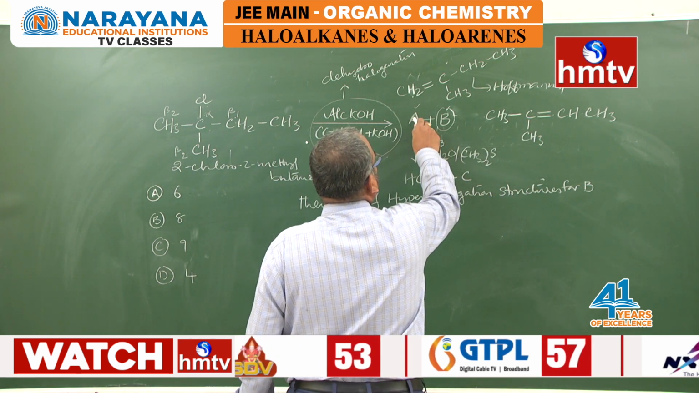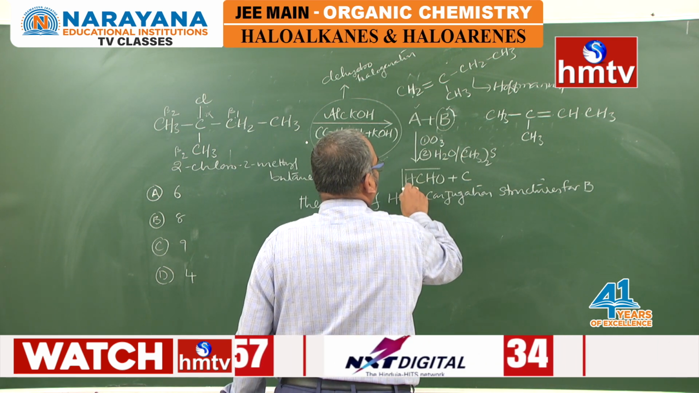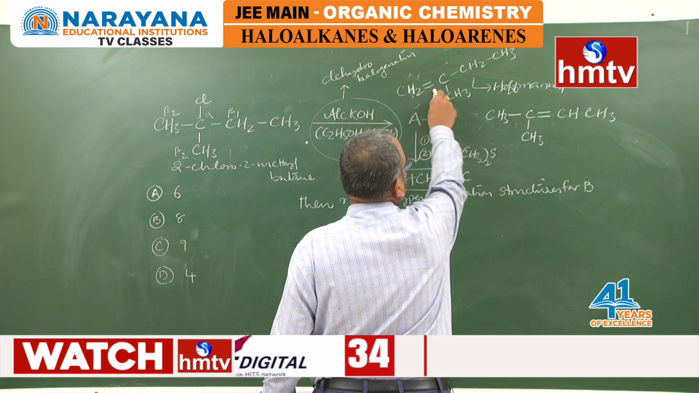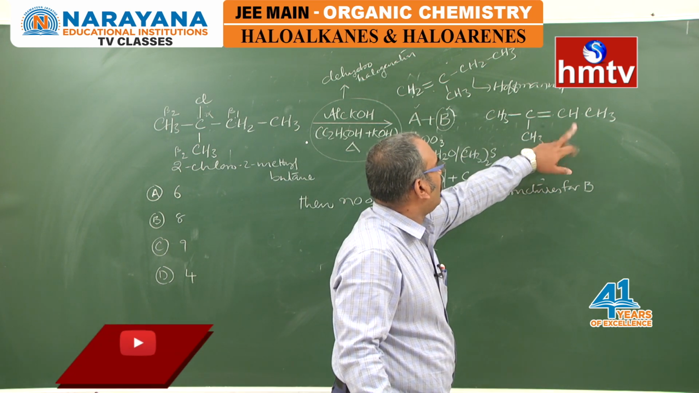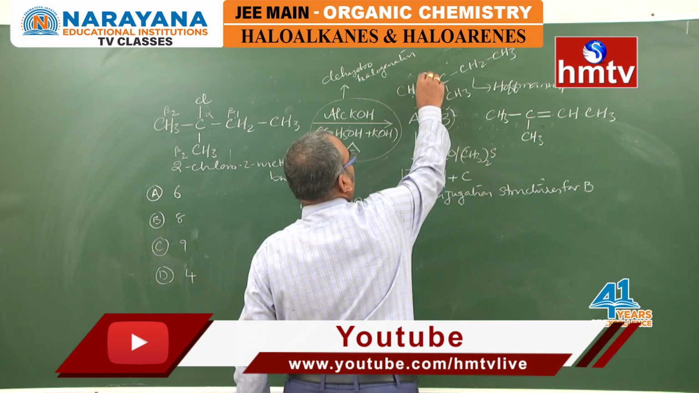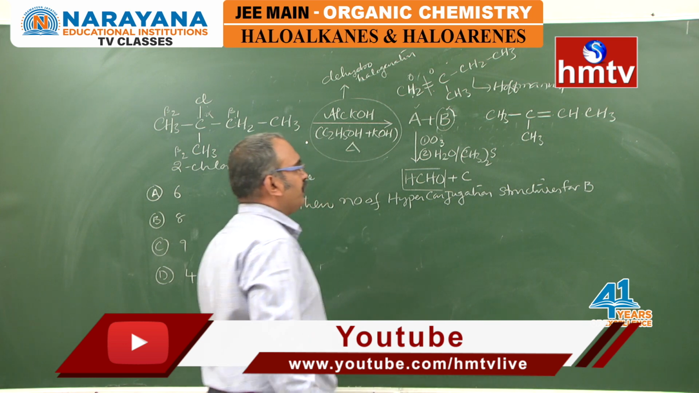Now A on ozonolysis gives formaldehyde. This can be A or this can be A. On reductive ozonolysis, this one gives acetone and acetaldehyde, and this one is only giving you formaldehyde. That means B is this compound for you.